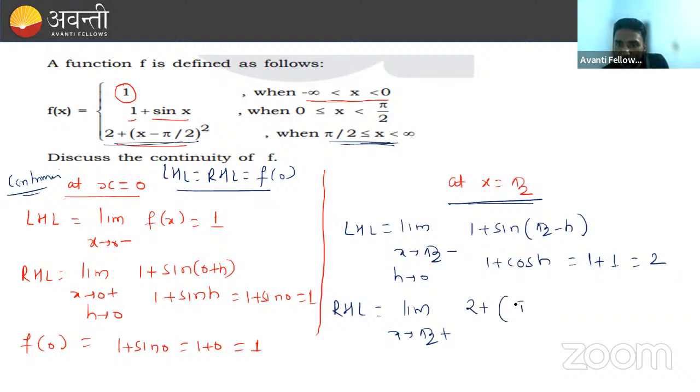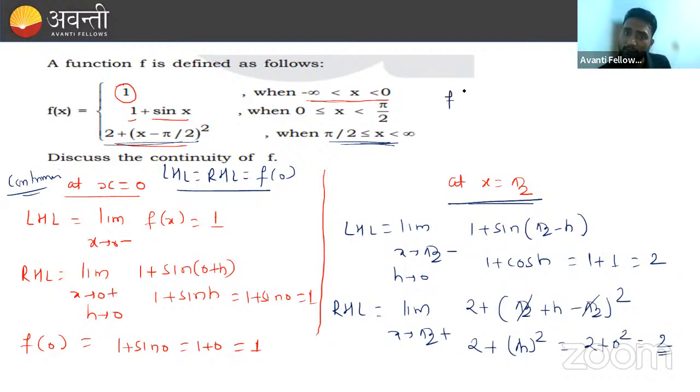So what will it be? 2 plus (pi by 2 plus h minus pi by 2) whole square. So this will be cancelled with this. It is h whole square. So this is 2 plus h square, and 2 plus 0 square is 2 only. And similarly, if you find f of pi by 2, what is f of pi by 2? It is again 2 plus (pi by 2 minus pi by 2) whole square.